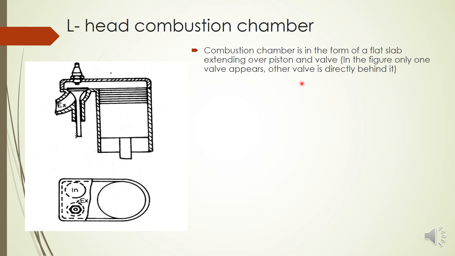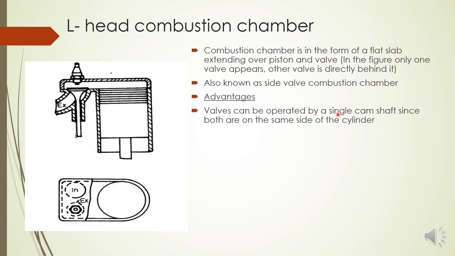The L-head type combustion chamber is in the form of a flat slab extending over piston and valve. Only one valve appears in the figure, the other valve is directly behind it. It is also known as a side valve combustion chamber because both the valves are on one side. The advantage is these valves can be operated by a single camshaft because both are on the same side, the left side. So we can use only a single camshaft.